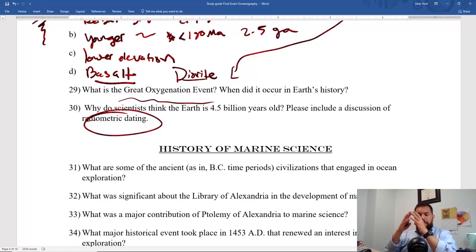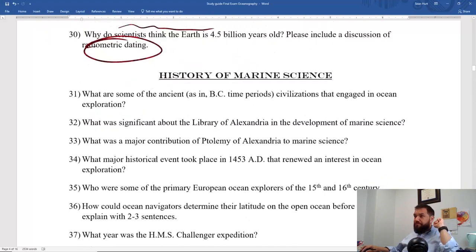But radiometric dating is when you use isotopes of radioactive elements, and you can figure out from the rate of their decay how much time has elapsed since that rock formed. So we use radiometric dating to date the Earth, and we figured out it's about 4.5 billion years old. By the way, if you date meteorites, if you date the moon, you get about the same age.